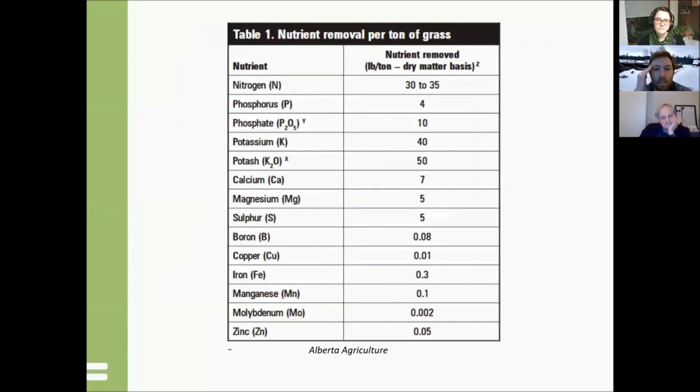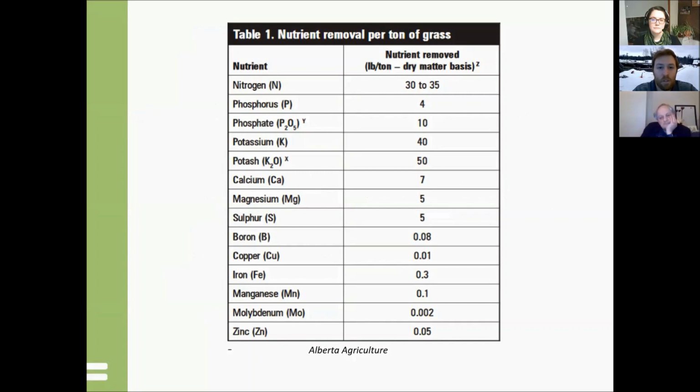This table that you're seeing here is actually from Alberta, but this is one of the things to think about when you're applying fertilizer: how much is this crop going to take away from my soil? For each ton of dry matter that is removed per acre from your field, around 30 to 35 pounds of nitrogen is going to be removed.